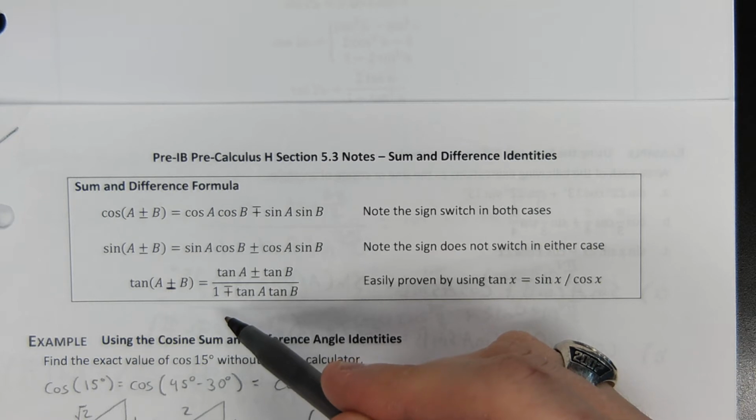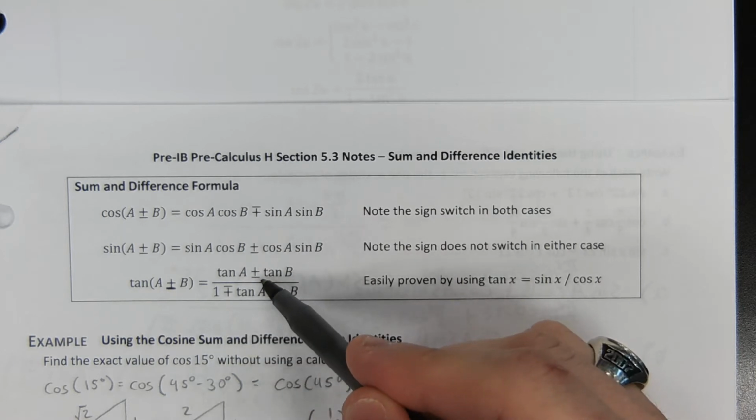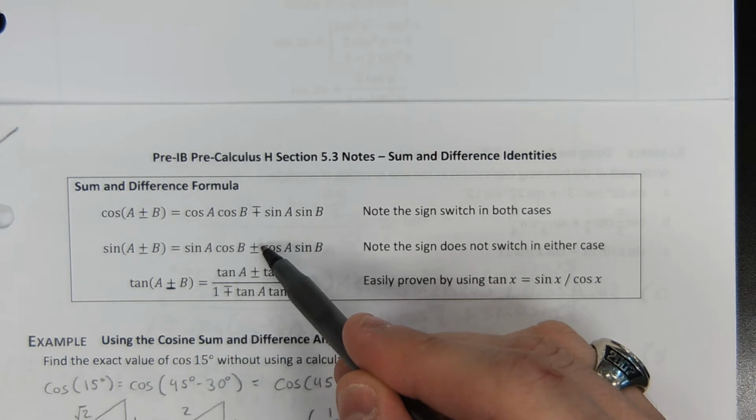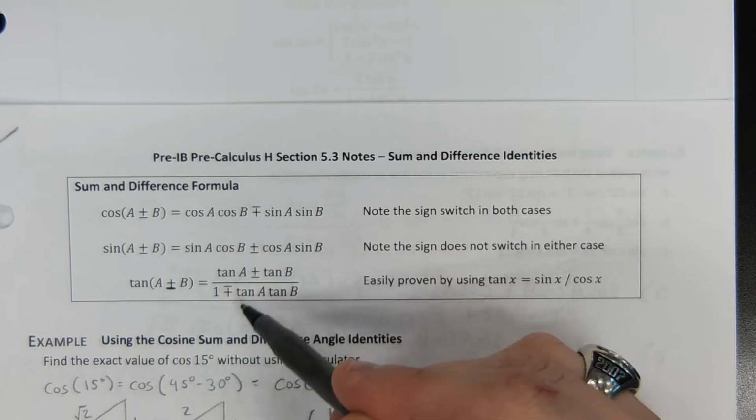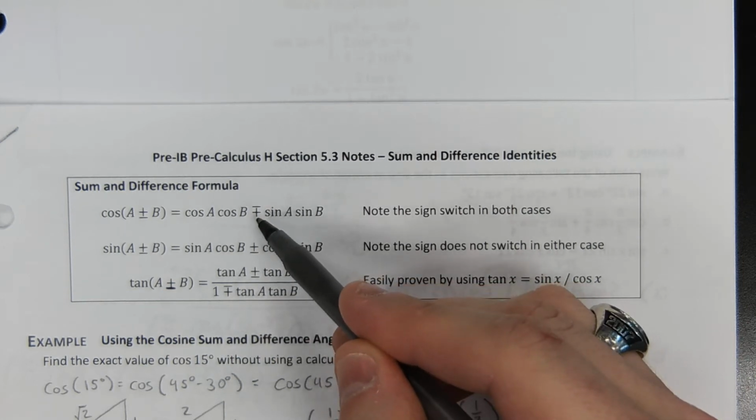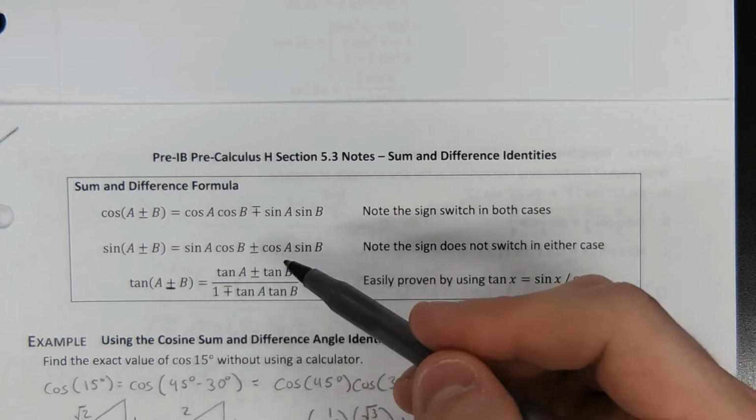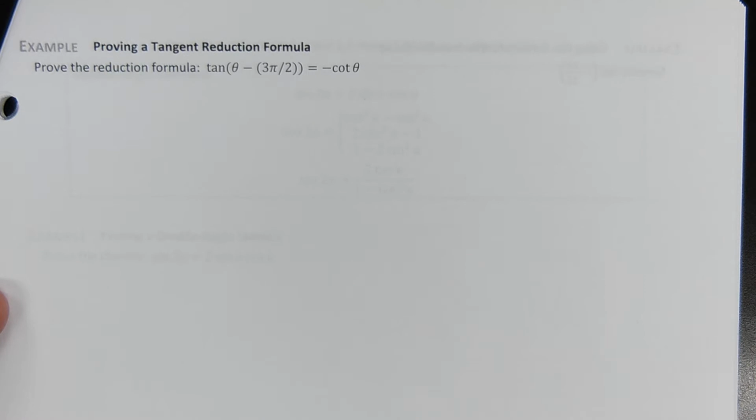Why is that happening? Because tangent, if you remember, is sine over cosine. So on the top, it behaves like the sine sum or difference formula, which has a matching symbol. But on the bottom, it behaves like cosine, so it uses the opposite symbol like cosine does. So that's why that's happening. Cool? All right. So of course I'll write the formula on here because I don't have it memorized.